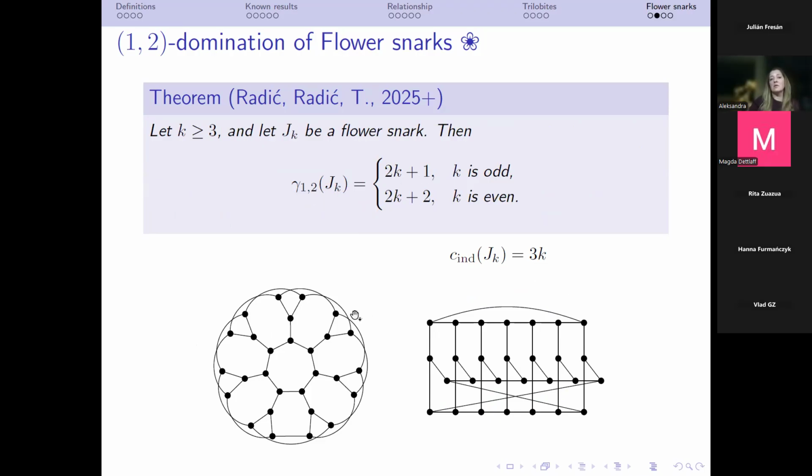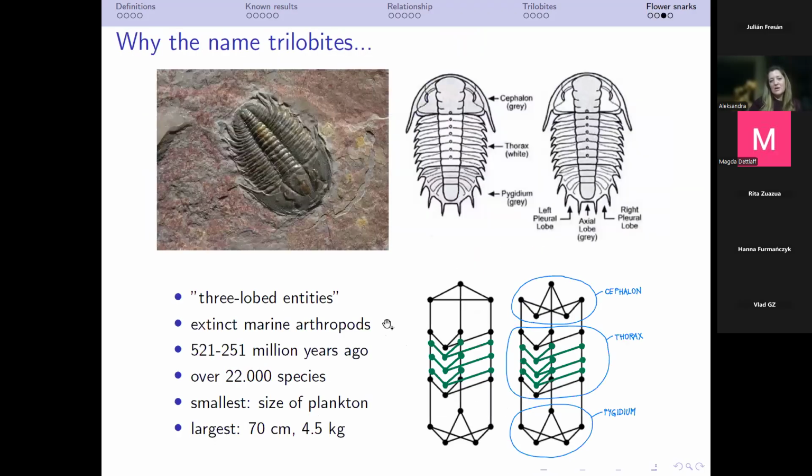So this family of graphs supports our conjecture. Finally, let me explain why the name trilobites, but probably I don't have to explain because a picture says more than 1,000 words, and probably now you see the resemblance. Just some fun fact, trilobite literally means three-lobed entity.